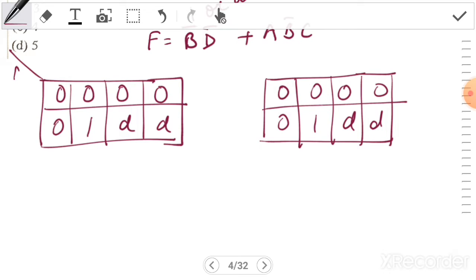A, B, C, 0, 1, 0, 0, 0, 1, 1, 1, 1, 0, 0, 1, 0, 0, 0, 1, 1, 0, 1, 1.